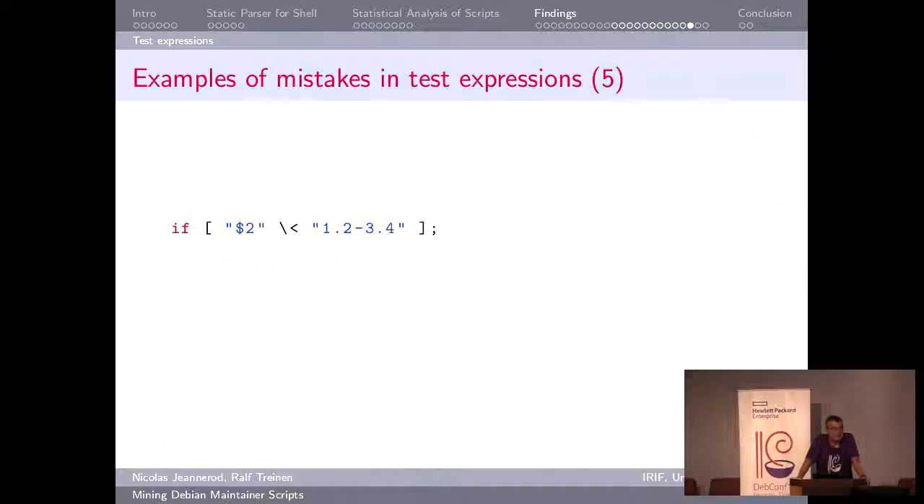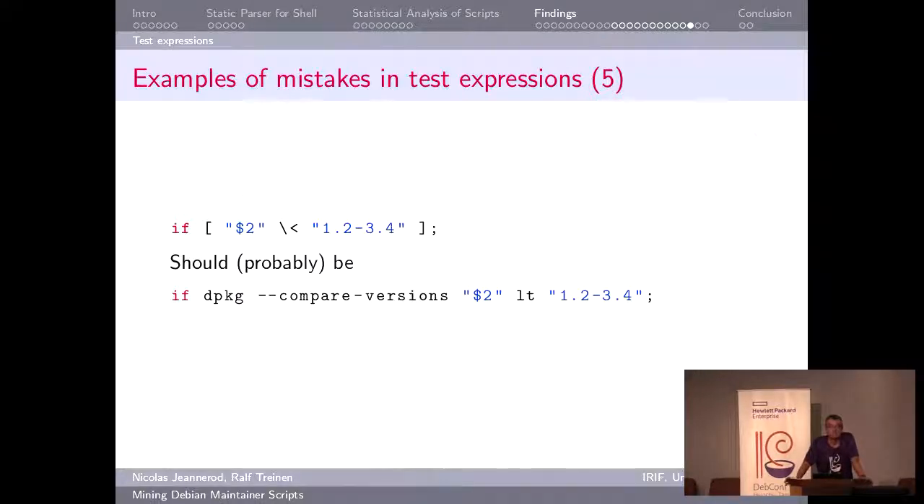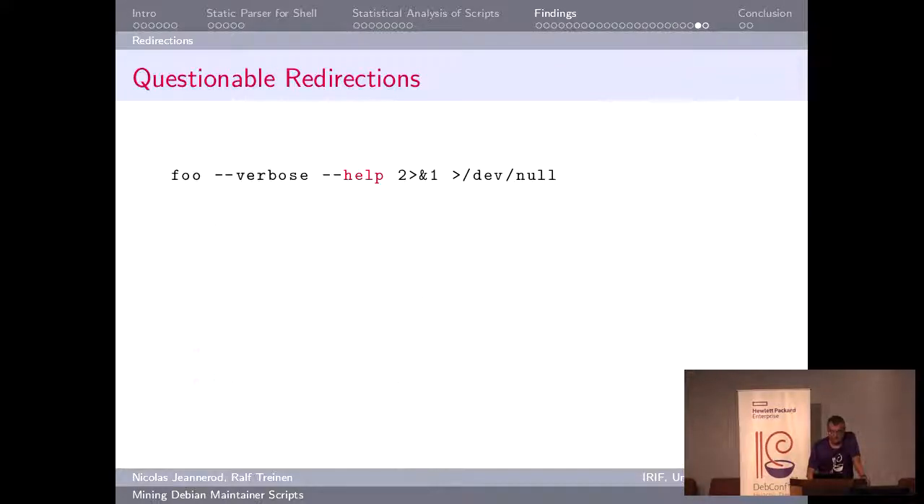And we found something like this. The less-than operator is not even a POSIX test. The backslash is probably not necessary, and anyway, the person probably intended to do a dpkg compare. Stuff like this, we found 9 of them, and of course, we filed bugs against all of them. And then we have redirections.